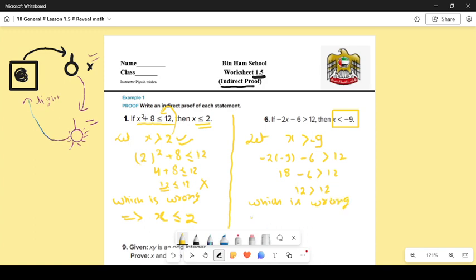And why are we getting wrong? Because we have considered this wrong, okay? So what is the correct? This one is correct. So x is less than minus 9. I hope you all have understood. Now we are going to do the next question, okay?